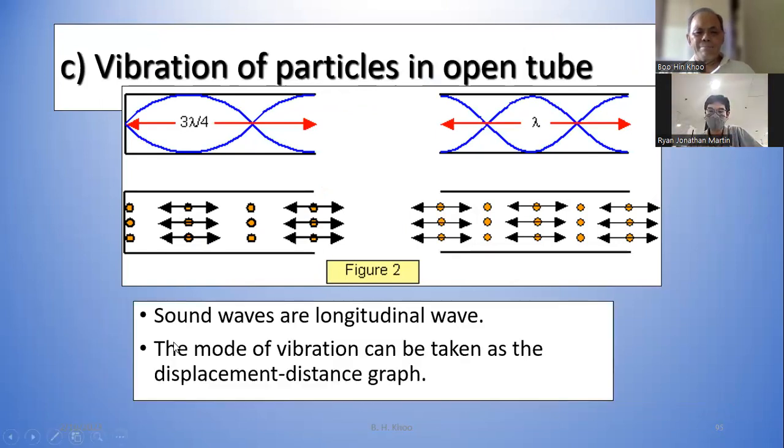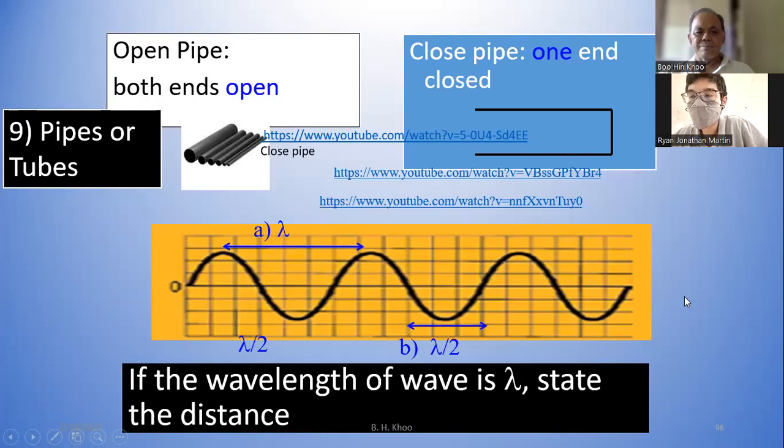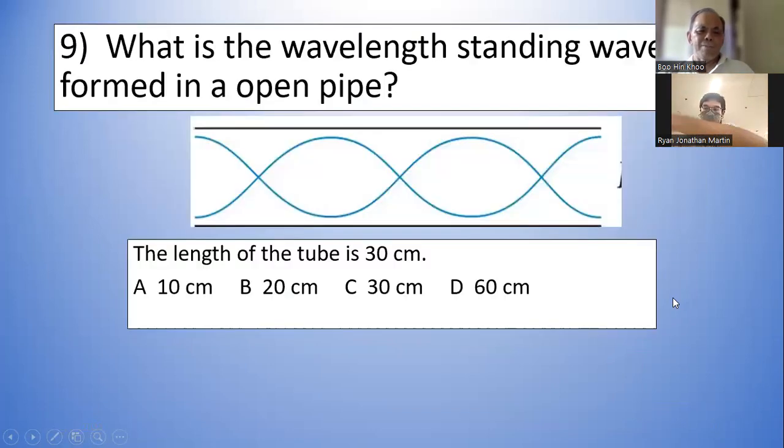Okay, I think we have completed this part. Let's just try some questions. What is the wavelength of the standing wave formed in the open pipe? The length of the tube is 30 cm.